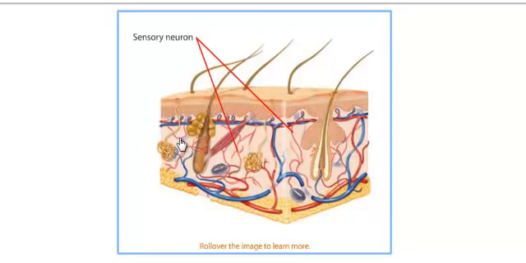You also have pressure receptors inside of your skin to let us know when something is walking on us or crawling on us or pushing down on us. Those are our pressure receptors. And then we have pain receptors, our least favorite ones of all.